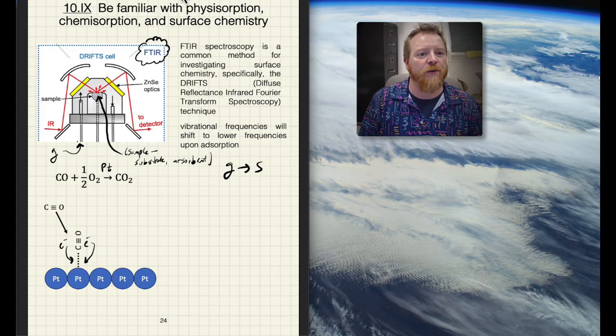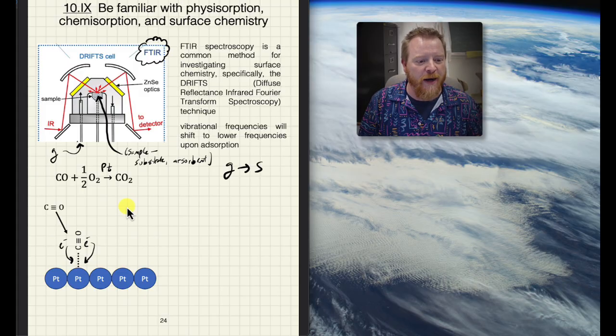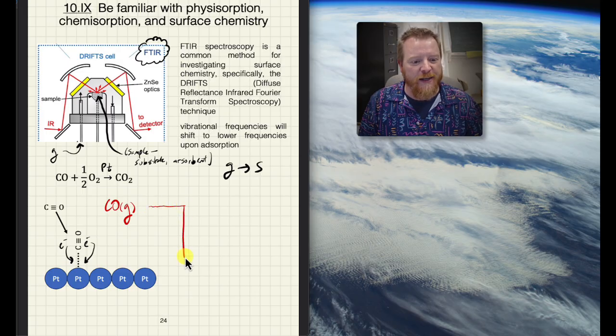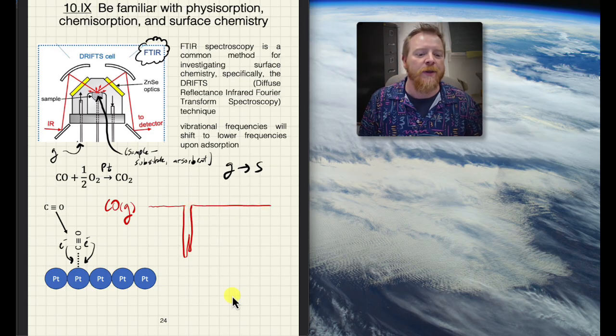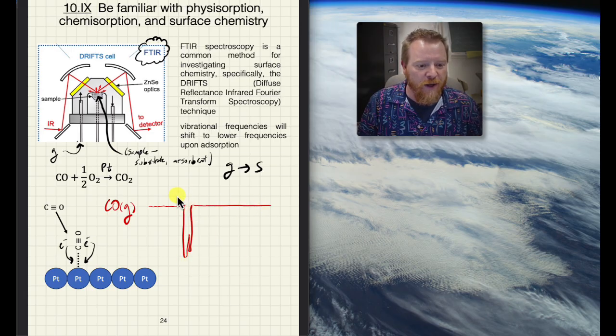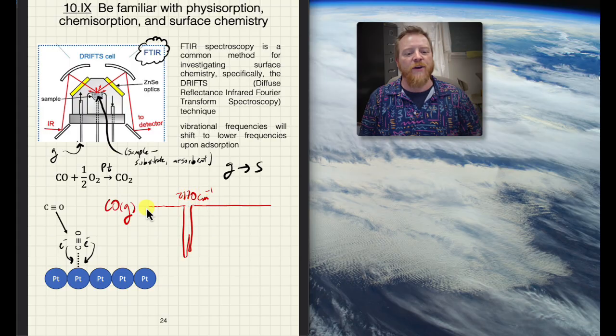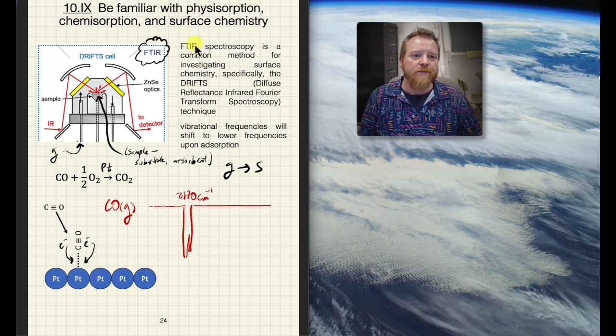For example, if we were to look at a gas phase spectrum, so gas phase carbon monoxide, and I'll draw this as percent transmittance, we'd see a peak corresponding to that. Technically, we'd get a doublet, and I don't want to get into too much detail about that for now. This would occur around the 2170 wave number mark for the gas phase.